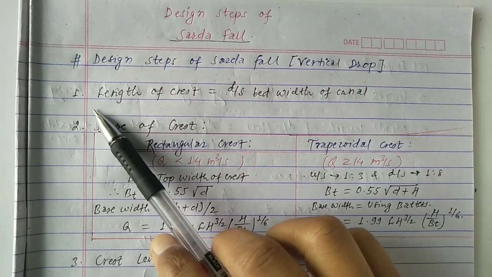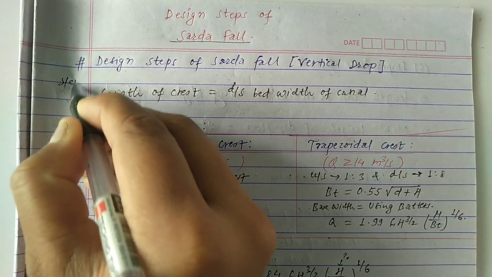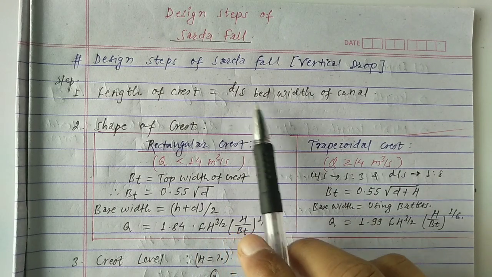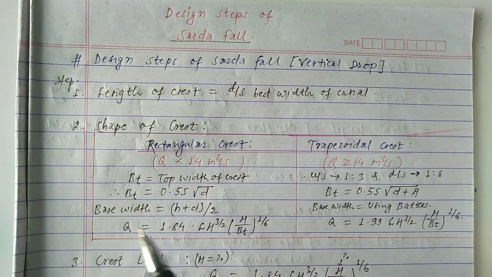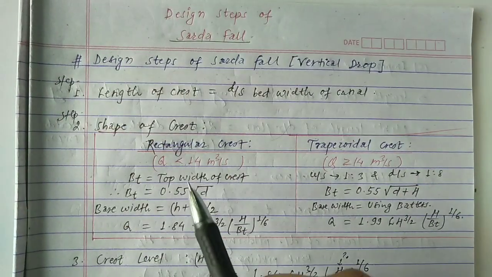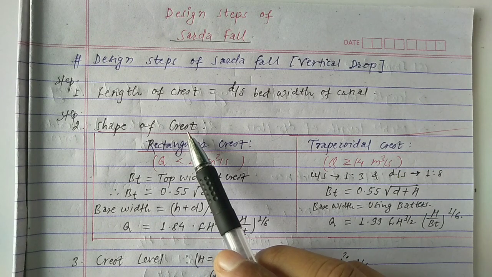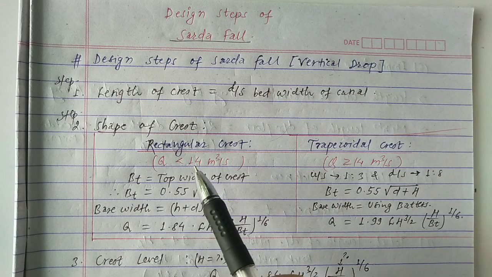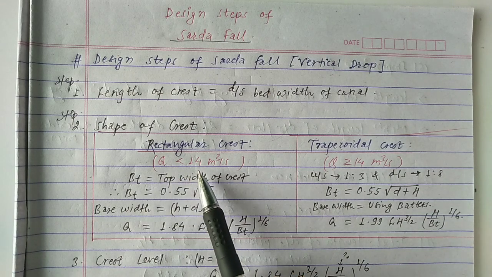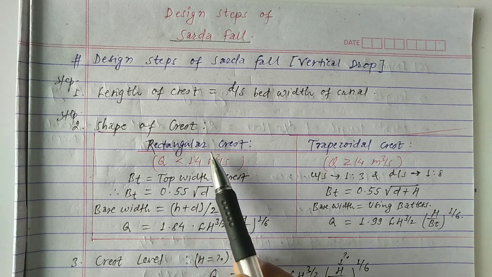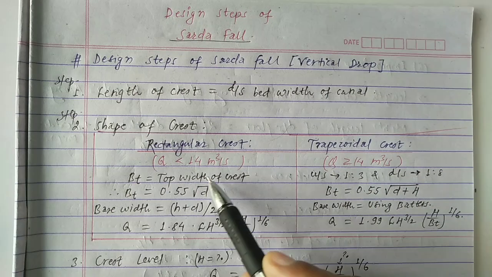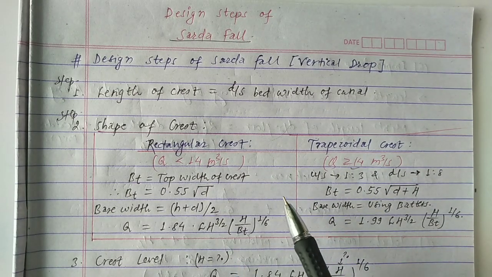In the first step we have to determine the length of crest, and the length of crest is simply taken as the downstream bed width of a canal. In step number 2, we have to determine the shape of crest, and we have a criterion for it. Whenever the discharge is less than 14 meter cube per second, we provide a rectangular crest, and whenever the discharge is greater than or equal to 14, we provide a trapezoidal crest. So these are the two criteria for the shape of crest.